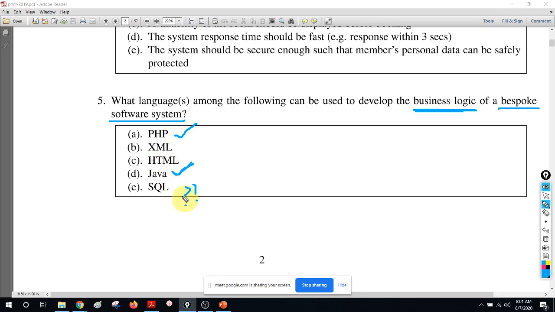Yes, the answer is A and D only, right? A and D only, because SQL is more into the database communication. Okay, so A and D, right? You can see if you lose this term business logic, most of the time you are going to answer all of them as answers, right? So that is why it's very important you read your questions and answers properly. Okay. 6.